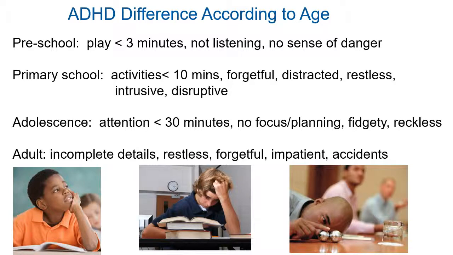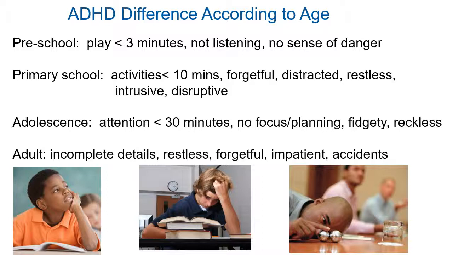Now, symptoms of ADHD will differ according to age. Now, all of these different age groups will have some variation in decreased attention or hyperactivity. However, there is a distinction based on the amount of time that the patient can undergo certain activities. So I consider this my 3-10-30 rule. So in preschool age children, they play for less than 3 minutes, whereas in primary school, their activities last less than 10 minutes, and adolescents less than 30 minutes. So 3-10-30. You have 3 for preschool, 10 for primary school, and 30 for adolescents.